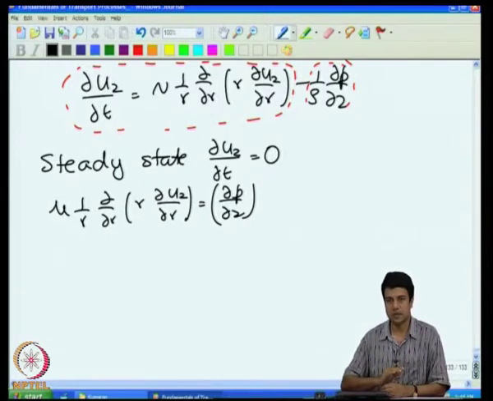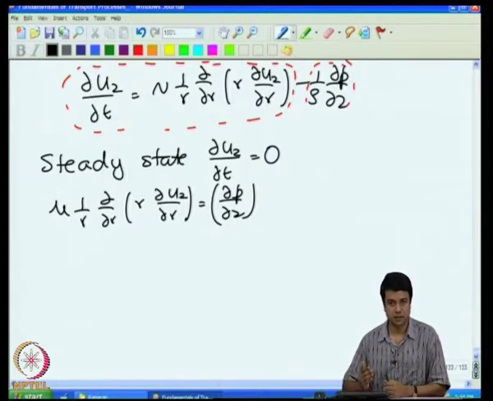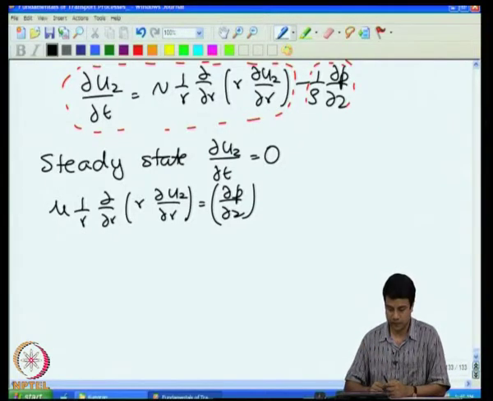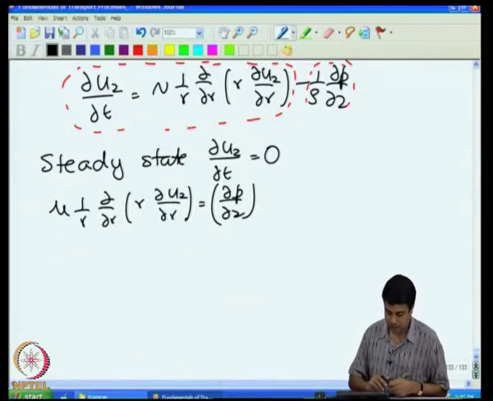We have velocity only in the z direction. Therefore, dp by dr has to be equal to 0, because it is not balancing any viscous stresses. If you had a pressure variation in the radial direction, it would have to be balancing some other stress, and there is no other stress to balance. Therefore, the pressure is a constant across the radius of the tube. So, with that I can integrate this.